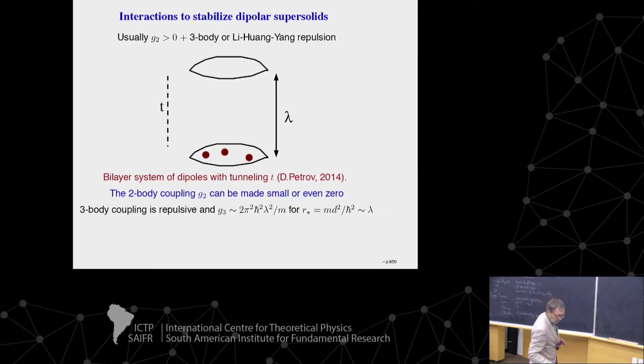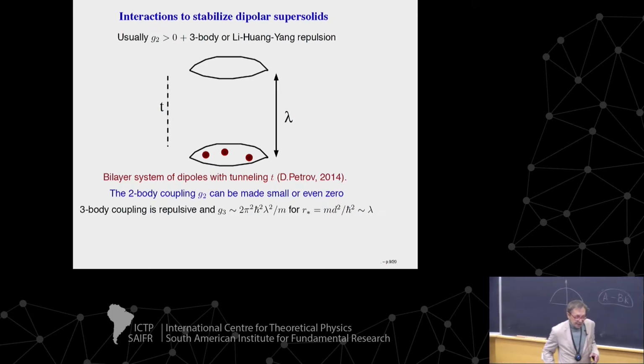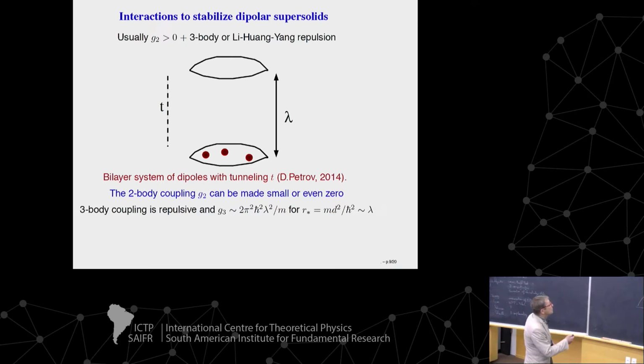But now, I can say that there were very many attempts to obtain a repulsion at large densities. For example, one of the ideas belongs to the same people, Petrov, Zheng Lu, Yun Li, and myself: if you have two layers, and there is tunneling, then the two-body coupling, G2, can be made small or even zero, and the three-body coupling is repulsive, and it turns out like this.